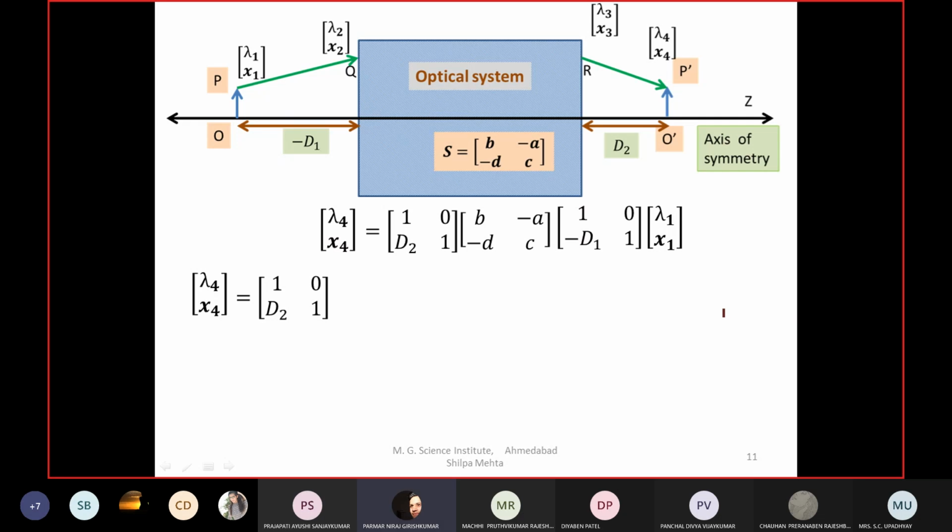Minus d minus cd. Minus cd 1. Minus d minus cd 1. And second row second column, what comes? c. So this is our matrix multiplication of these two matrices. And now we are going to multiply this with this. First row first column, first row second column, second row first column, second row second column.